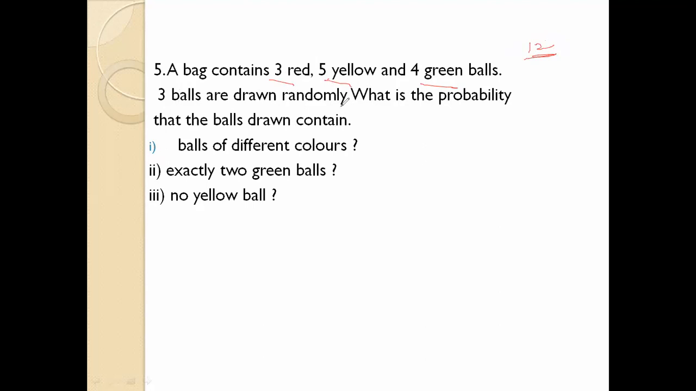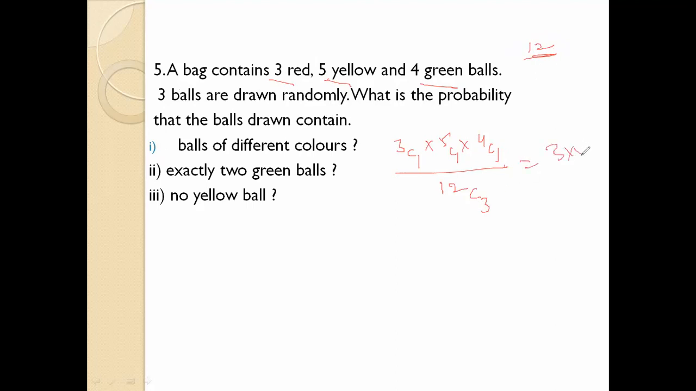3 balls are drawn randomly. 3 balls would be taken at a time. What is the probability that the balls drawn contain balls of different color? Each and every ball is different color. That means one is red ball. One ball taken from red means 3C1. One ball taken from yellow means 5C1. One ball taken from green means 4C1. Divide by total 12 balls. So from these 12 balls, we'll take 3 balls. 12C3.